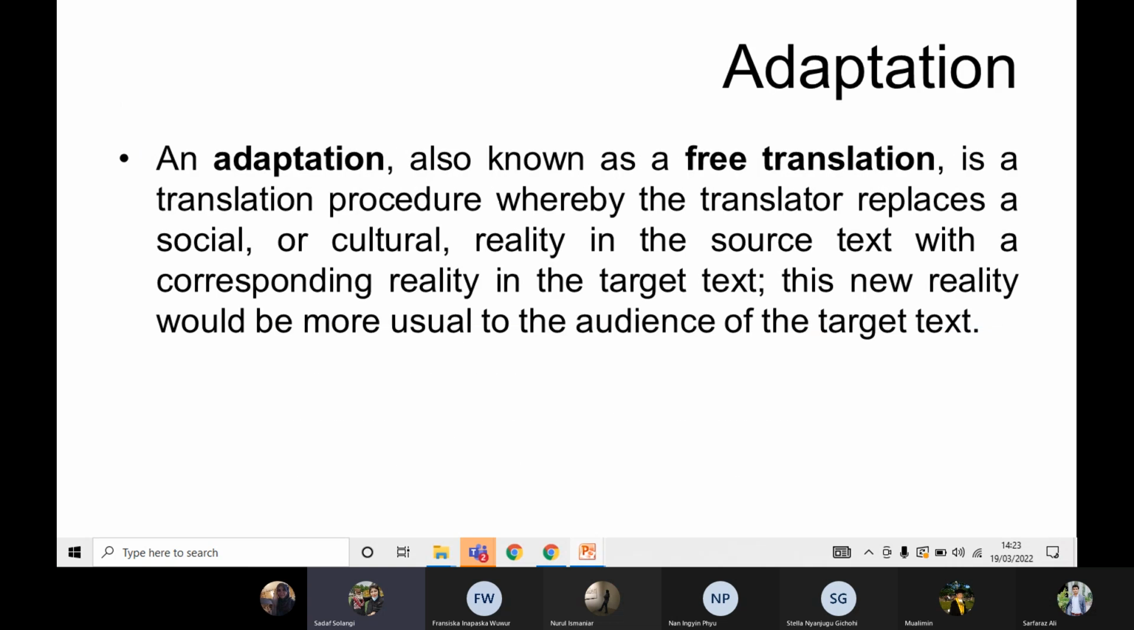The very first one is adaptation. An adaptation, also known as a free translation, is a translation procedure whereby the translator replaces a social or cultural reality in the source text with a corresponding reality in the target text. This new reality would be more usual to the audience of the target text.